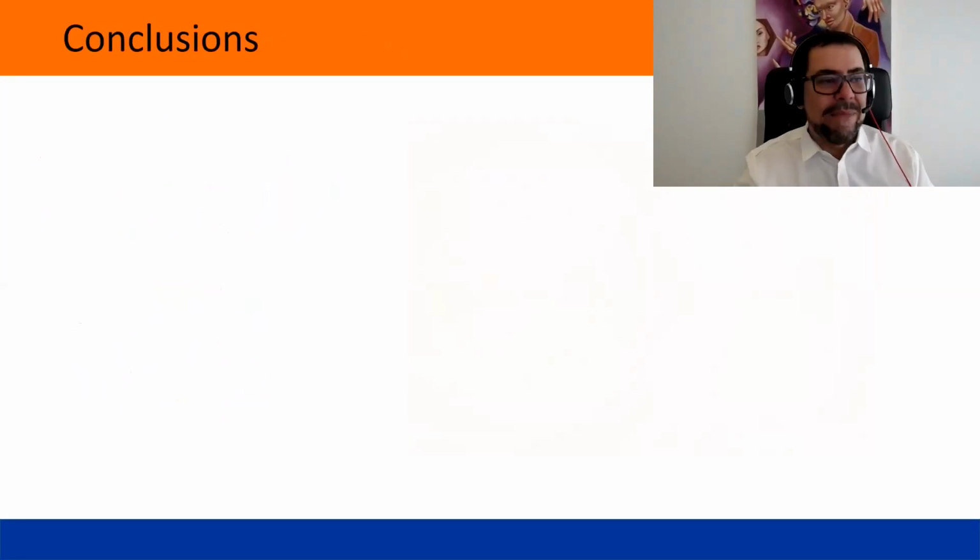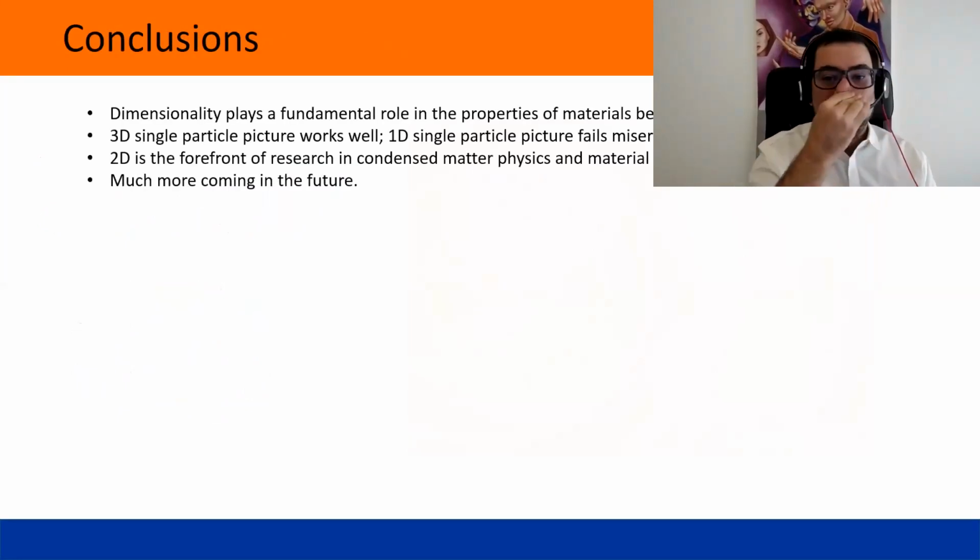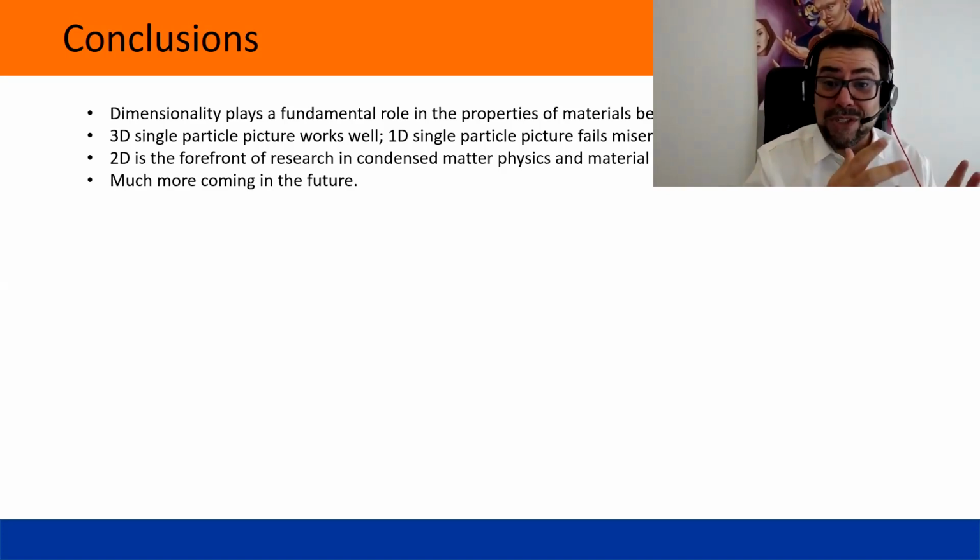So since my time is up, let me conclude here. I want to show you that dimensionality plays a fundamental role in the properties of materials because of electron interactions, that this model of electrons moving freely works well in 3 dimensions, but fails miserably in 1 dimension. And 2D is actually the forefront of research in terms of understanding how electrons interact with each other. So today, I only want to give you a taste of what's out there. There is much more out there.